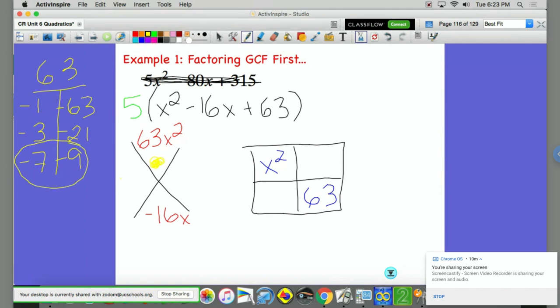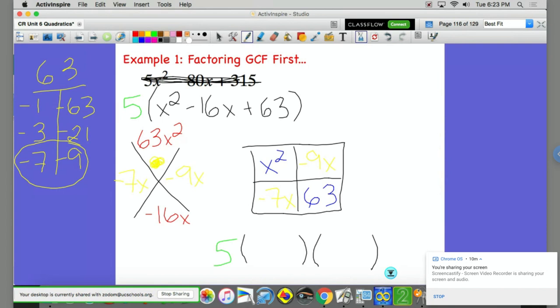So we have -7x and -9x. So we're going to go ahead and insert those there. And now we got to pull out the GCF. Now, if you want to, before you even do that, we could already go ahead, come down here, bring our 5 down, and then go ahead and draw us our 2 sets of parentheses so we don't forget about it.